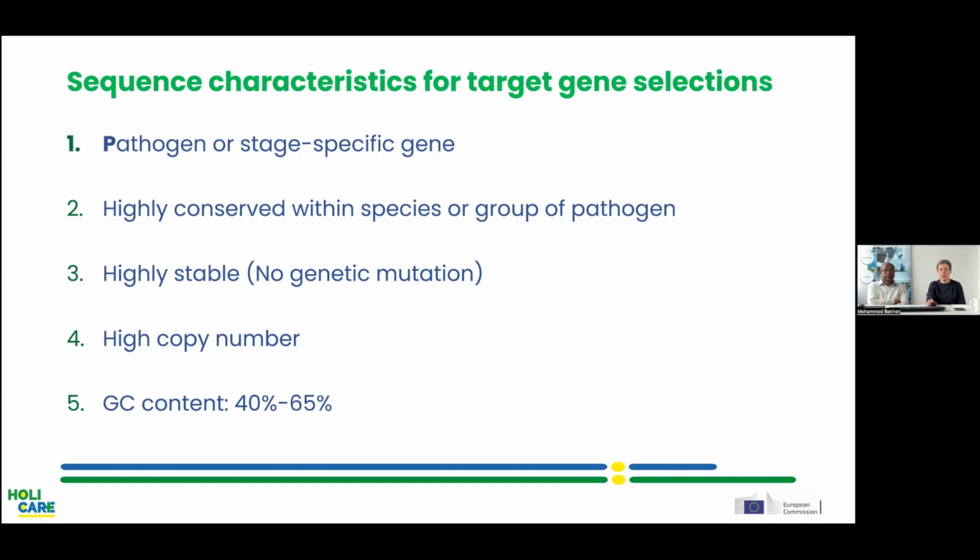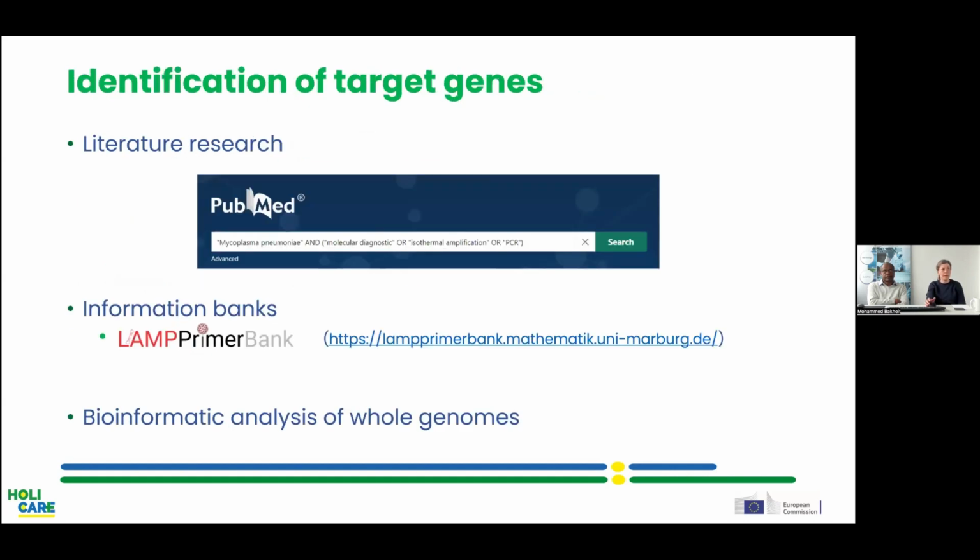So how can you find out a pathogen-specific gene that you can use for a primer design? For the identification, you can just go on PubMed, the literature research base, and search for molecular diagnostic assays that were published before for your species of interest, and search which target genes were used there. It doesn't matter if it's a PCR method, another isothermal amplification method, or the LAMP assay.